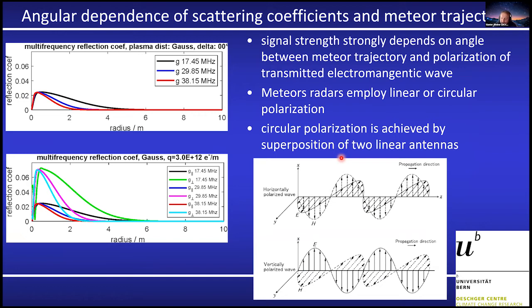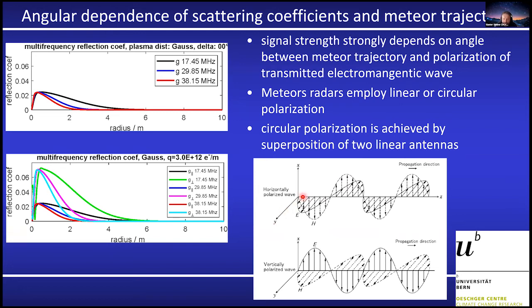This would mean that we should see a quite strong difference between the polarization that is transmitted and the trail alignment towards this polarization. And when we look now to this plot up here, you see a delta angle, and this delta angle defines basically the plane where our electric field is oscillating compared to the trajectory of the meteor.